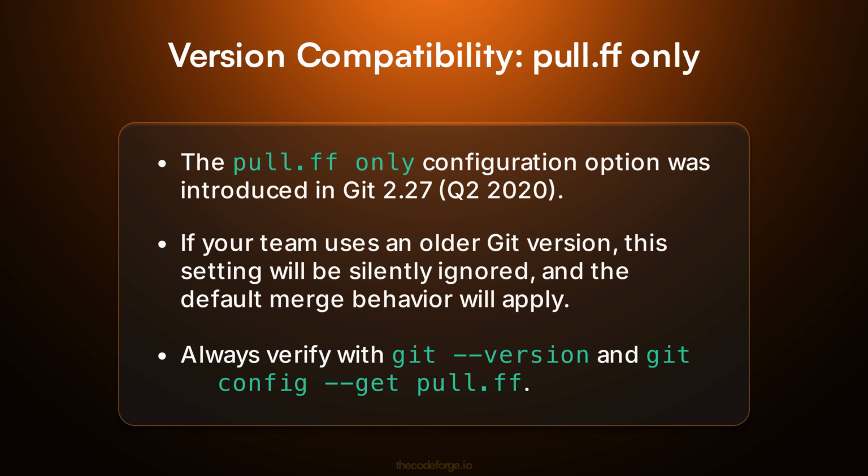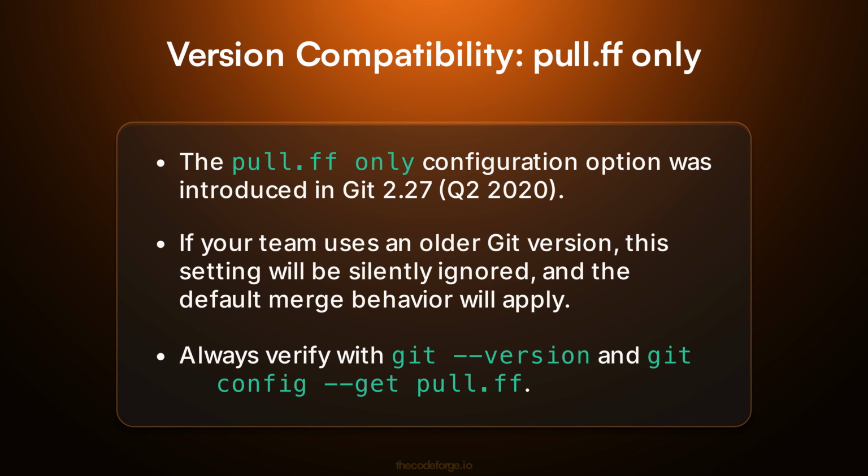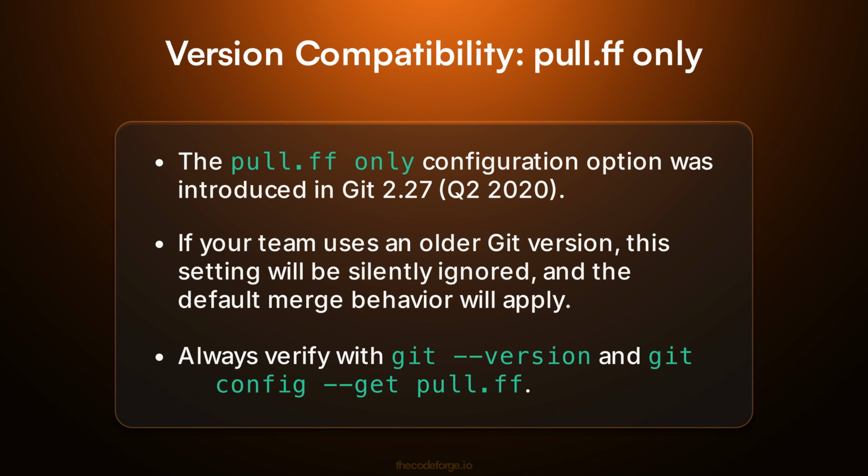The pull.ff only configuration option was introduced in Git 2.27, Q2 2020. If your team uses an older Git version, this setting will be silently ignored, and the default merge behavior will apply. Always verify with git version and git config --get pull.ff.